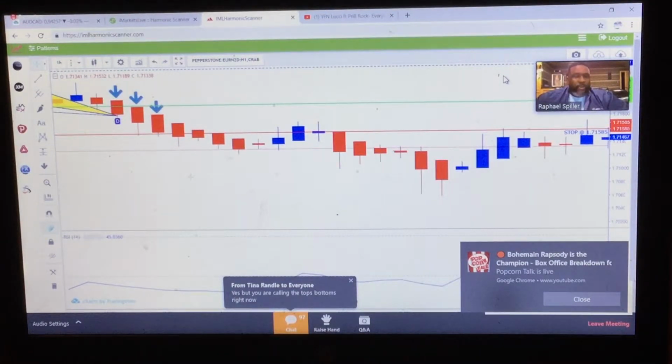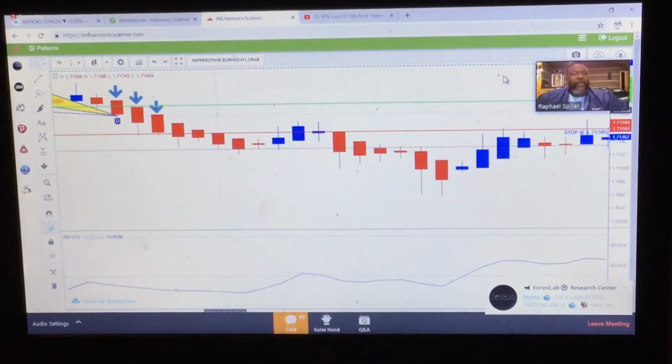Okay, thank you, Laura, for correcting me on that. So these are flat tops, and these are flat bottoms. Thank y'all for correcting me. I certainly appreciate that. Okay, so these are flat tops. Red candles are flat tops.